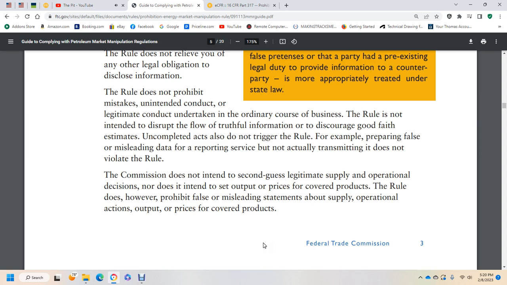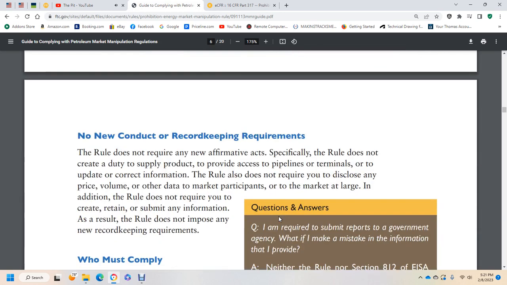Also, the rule is not triggered by, for example, preparing false or misleading data for a reporting service but not actually transmitting it. The Commission does not intend to second guess legitimate supply or operational decisions, nor does it intend to set output or prices for covered products. The rule does not, however, permit false or misleading statements about supply, operational action, output, or prices for covered products.